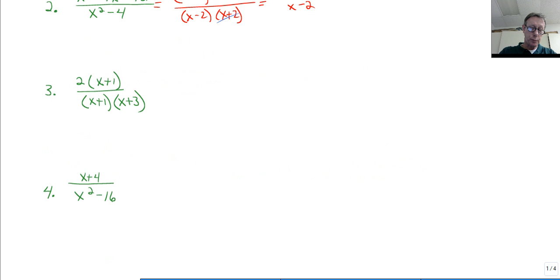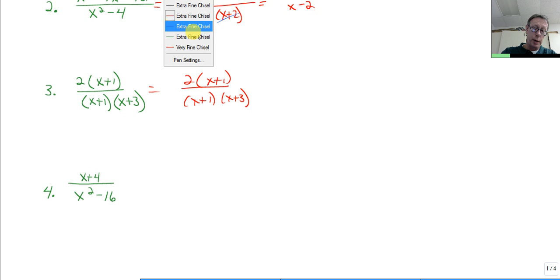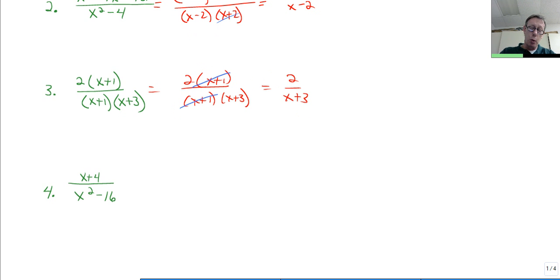Next problem. This one is already factored, so I don't have any factoring to do. If I cross out the common factors here, and let me go ahead and rewrite it, the common factors would be this x plus 1 and this x plus 1, leaving me with 2 all over x plus 3. Now I need to specify what would have caused the original expression to go to 0 in the denominator. So I couldn't have an x value equal to a negative 1, and I can't have an x value equal to a negative 3.